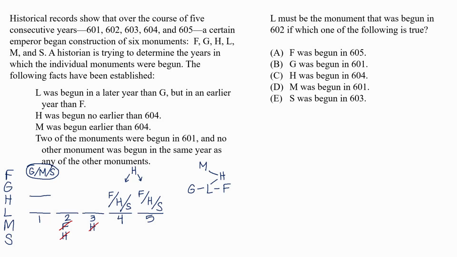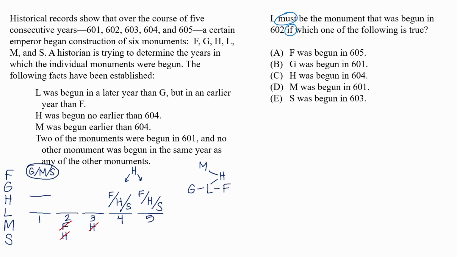Make sure that you've already watched the setup video in which we created this initial diagram using the rules and the deductions that we made from those rules. L must be the monument that was begun in 602 if which one of the following is true. This question is essentially asking us to find the choice that, if it's true, forces L to be in 602.